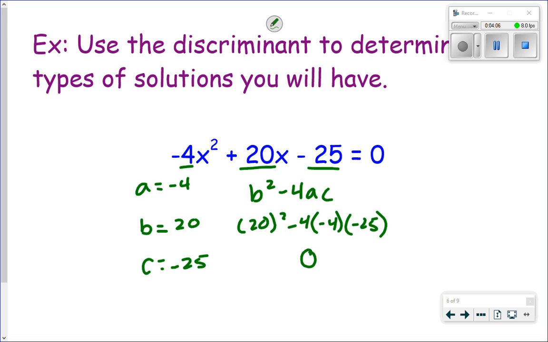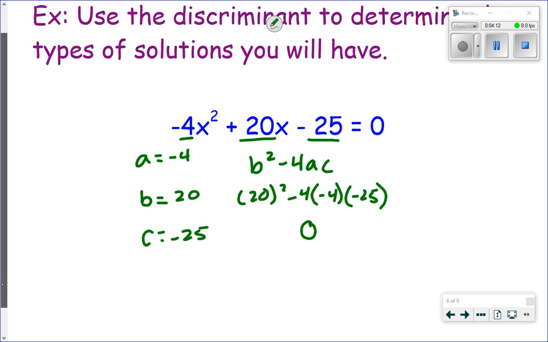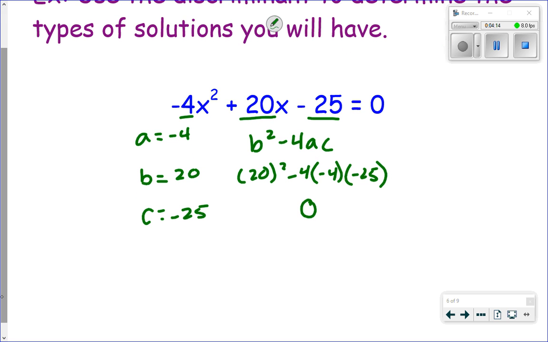So you should be trying this on your calculator along with me. If you didn't get 0, then that means you did something wrong. Make sure that you put parentheses everywhere where I have parentheses. Now we need to talk about how many solutions. Is 0 greater than 0, equal to 0, or less than 0? 0 is equal to 0, so that means I have one real solution.